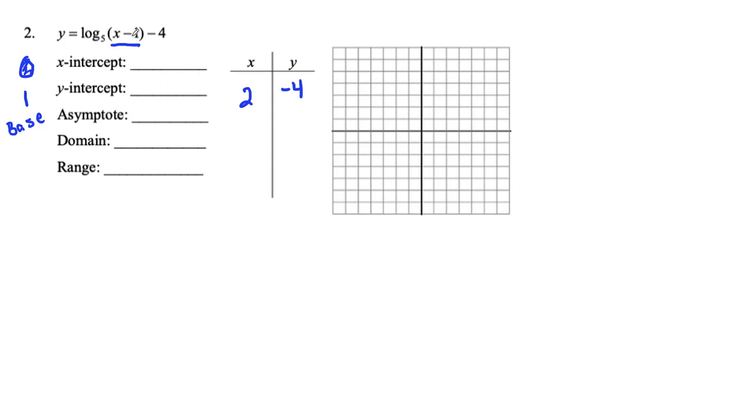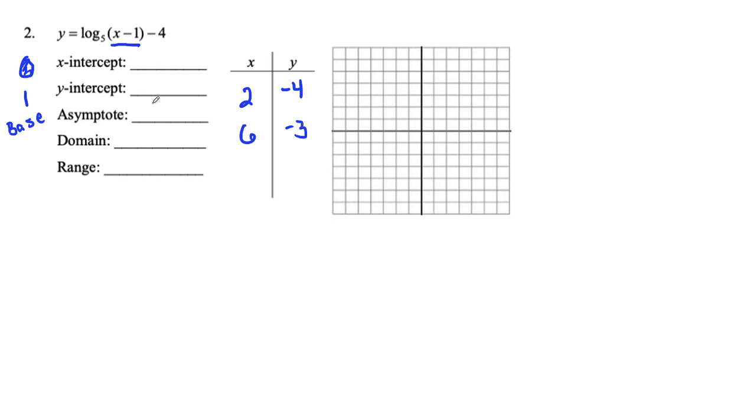And then I want to plug in a number that will give me this value to be equal to the base. My base is 5, so what do I need to plug in for x to get 5? Well, I'm going to plug in 6. So 6 minus 1, we end up with log base 5 of 5. Again, property of logarithm tells us that log base 5 of 5 is 1, and so I end up with 1 minus 4, which is going to give me a negative 3.